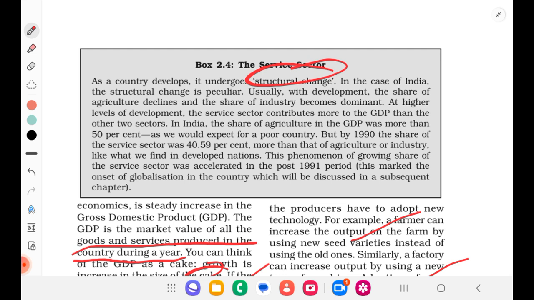In India, the share of agriculture in the GDP was more than 50%, as we would expect for a poor country. But by the 1990s, the share of the service sector was 40.59%, more than that of agriculture or industry, like what we find in developed nations. This phenomenon of the growing share of the service sector was accelerated in the post-1991 period. This marked the onset of globalization in the country, which will be discussed in a subsequent chapter.